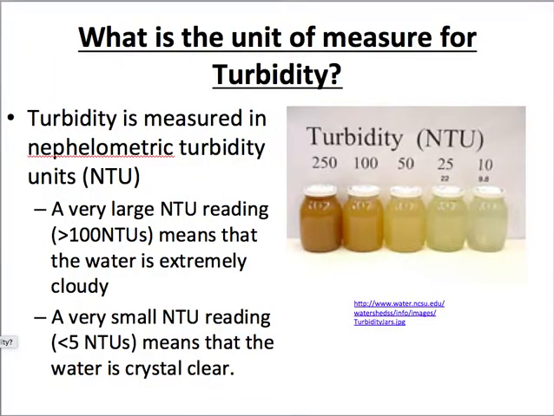Finally, let's talk about the unit of measure for turbidity. So turbidity is measured by nephelometric turbidity units. You do not need to know this word, just remember NTU. And NTUs, so here's some examples. A very high NTU reading, like this one's 250 NTUs, means that the water is extremely cloudy. The lower the NTU, like this one's 10 NTUs, the cleaner the water. Your goal for the project is going to be to get less than 5 NTUs if possible. Okay, so that's your challenge. And that concludes all the information you need to know to test your water for the project.